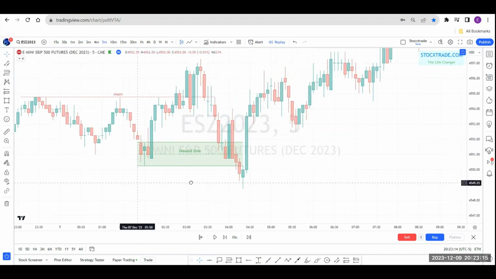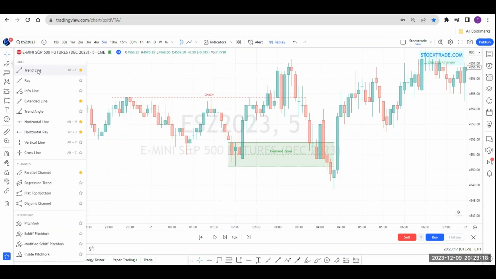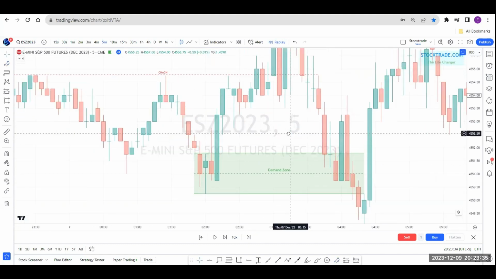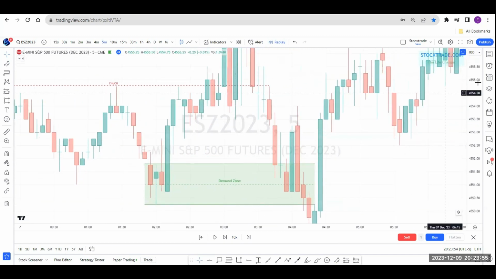If you see this big green candle, let me mark the fair value gap. This is the first candle, the red one, this is the second candle, the green one, and this is the third candle. Is there any gap? No, because the third candle is coming inside the first candle. There is no fair value gap. Is there an impulsive move? Yes, the move was very impulsive, but it didn't create a gap.